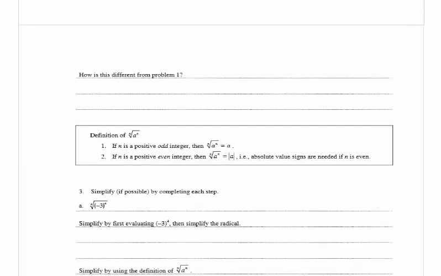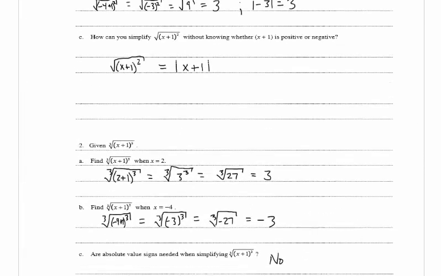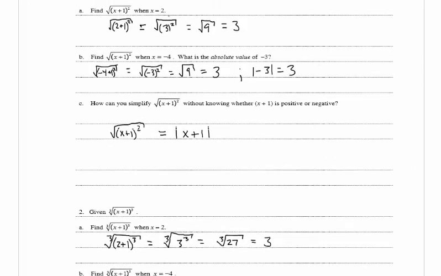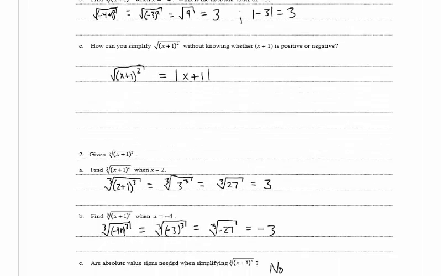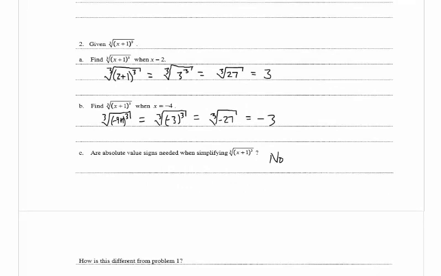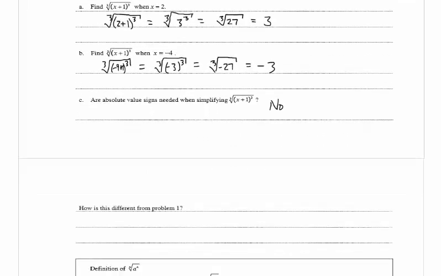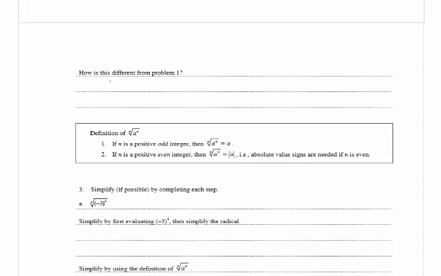And now we're asked, how is this different from problem 1? In problem 1, if we look back, we had the square root, and the square root is an even root. And in problem 2, we have the cube root, which is an odd root. So when asked how is it different, we could say that the index is odd in problem 2, and it was even in problem 1.